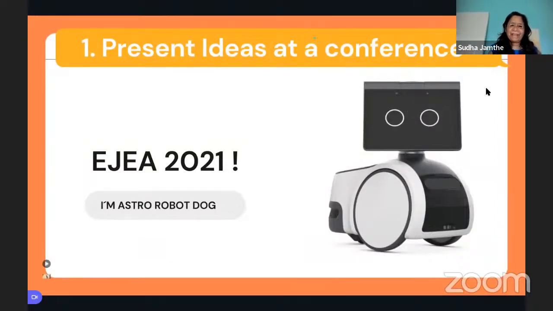So the way I've set it up is I'm going to give you the why of research. And as part of it, I'm going to share some interesting paper research work, not just mine, ones I found interesting. So here is Astro Robot, which is a robot from Amazon, a robot dog. And what's it going to do?